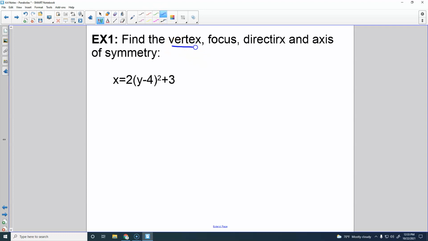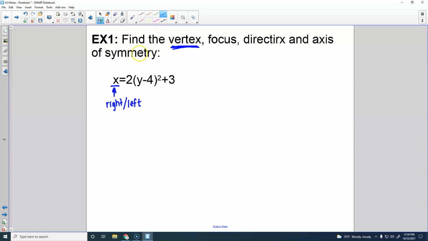So you always want to start with your vertex. Actually, the very first thing you want to ask yourself is, does this open to the right or to the left or up or down? If it is x equals, that tells you that it's either right or left. So whenever we see something that has just an x but it has a y squared, it's going to be a parabola that opens to the right or the left.